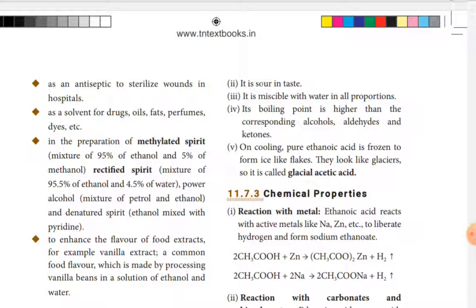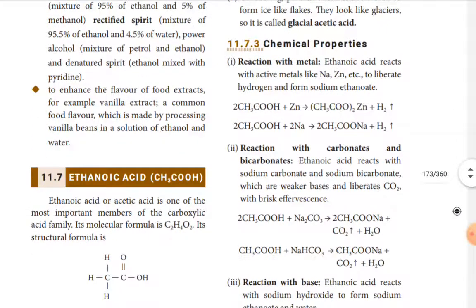Then also one more question will sometimes be asked on ethanol, that is, how does alcohol affect living beings? What is the dangerous effect of consuming alcohol? This is not actually in the book nowadays, but in the last pattern it was given. Sometimes this question will be asked in general: how does alcohol affect living beings, or what are the dangerous effects of consuming alcohol?